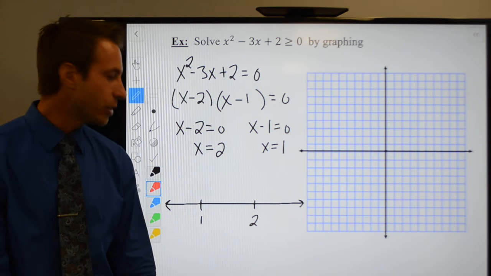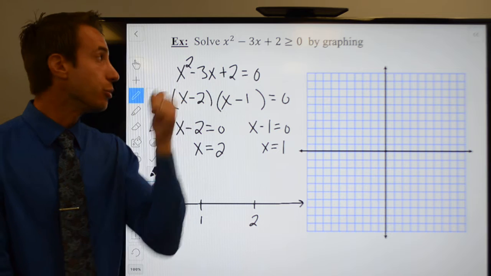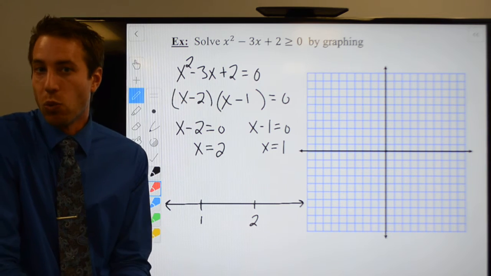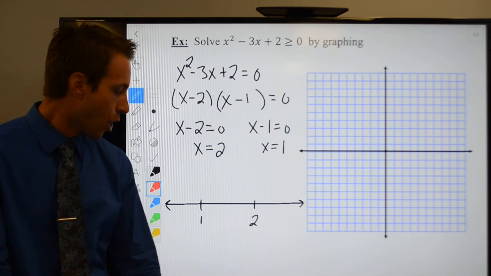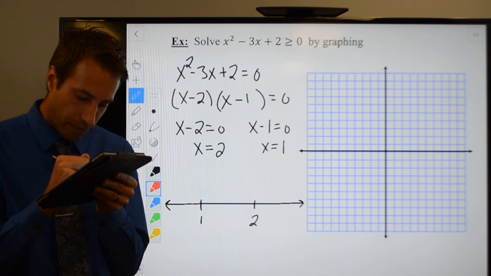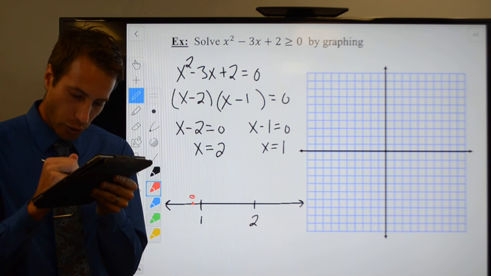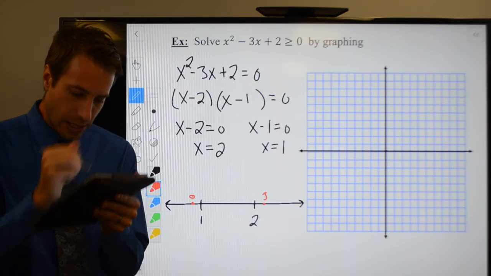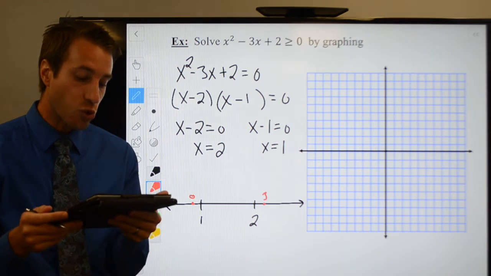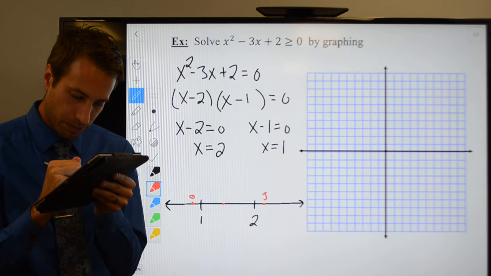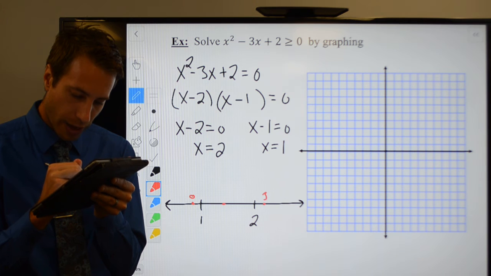And now all I need to do is pick some test points that I can use in my inequality to figure out what represents my solution region. Well, less than 1, 0 would be a very good choice. Greater than 2, 3 would be a very good choice. And something between, yeah, we're going to go with 1/2.